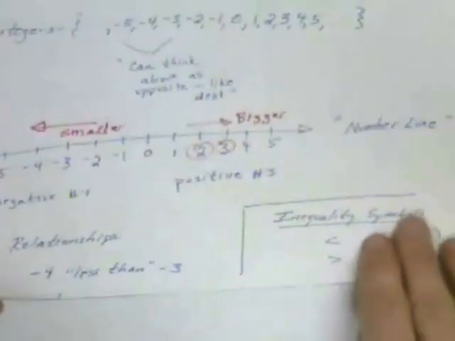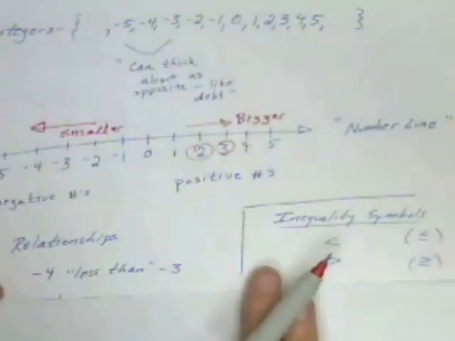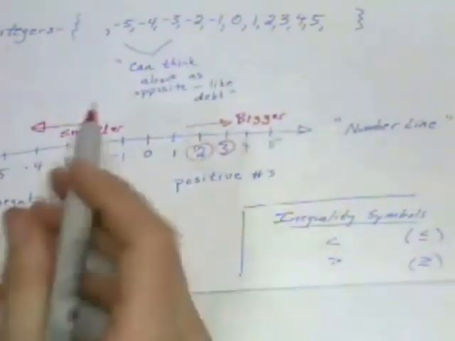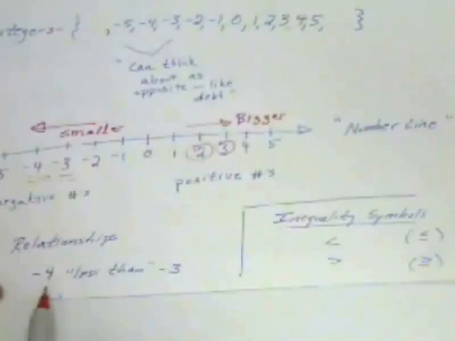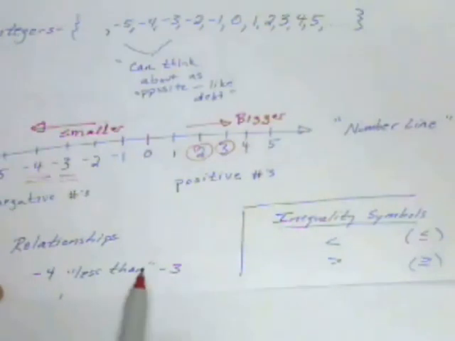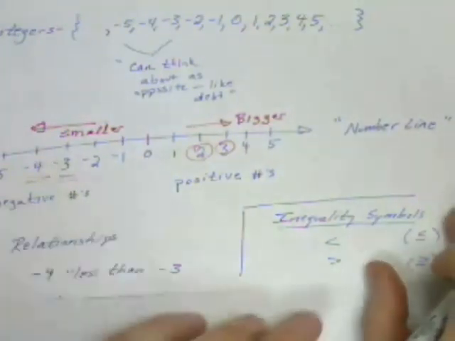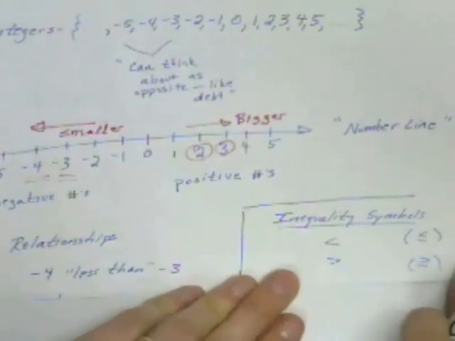So let's talk for a second about the inequality symbols. We said that on the number line, if you're comparing with something to the left, such as -4, it is less than negative 3. But we don't always want to just use words. In math, we tend to use symbols a lot. So here are 4 popular symbols.